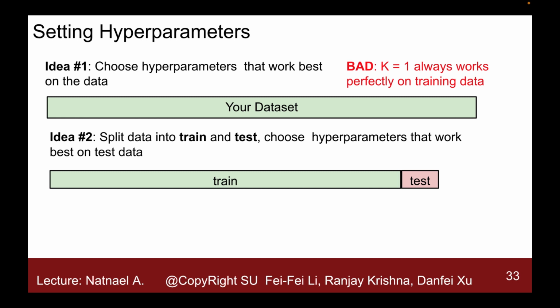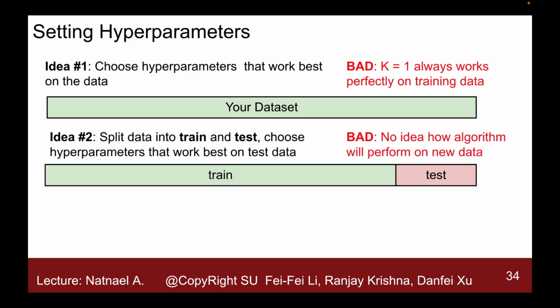So the second idea is this: we split data into a train and test set, which is a very common approach while fitting models. And we choose hyperparameters that work best on test data rather than training data. Okay, so here we might not use k as 1. So our main target is about choosing hyperparameters that work best on the test data rather than the training data. So this is also bad. This is mainly due to the fact that we have no idea how the algorithm will perform on new data. Okay, on new data. So for that purpose, this is not usually recommended.